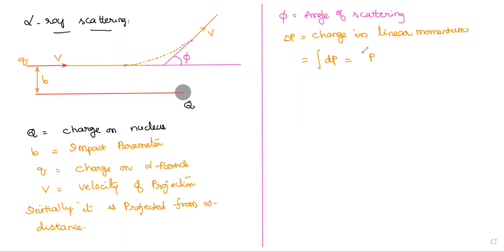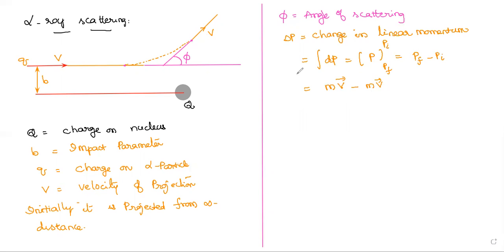Okay, that integration of dp is nothing but p in the limits of p final to p initial. Finally, it is coming out with the same velocity of projection. Initially, the velocity of projection is v. So here I'm taking it as p final minus p initial, but both are not in the same direction. That's why we can take it as m v final, that is v bar, minus m v initial, v bar. Both are in two different directions, but their magnitudes, initial and final, are same.